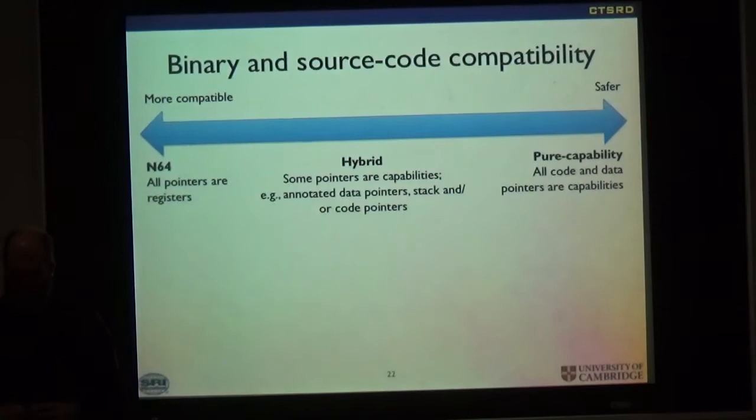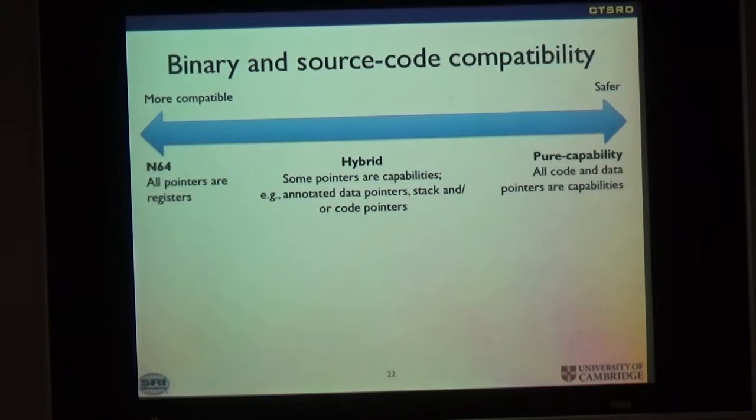So I mentioned before that we have this spectrum of compatibility. On one side, we can run standard MIPS 64 binaries. In the middle, we can run this hybrid code. And then at the far end, we have pure capability code. I've been focusing my work lately on pure capability code, but we work all across the spectrum.